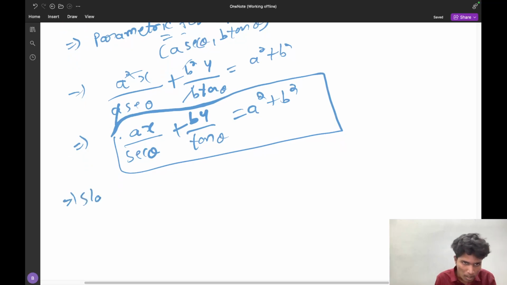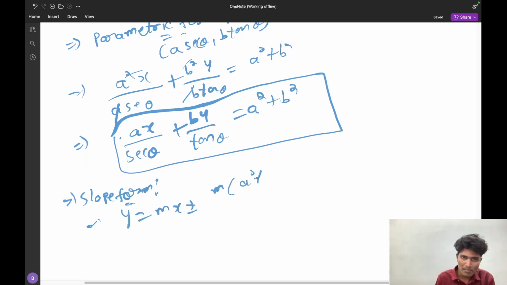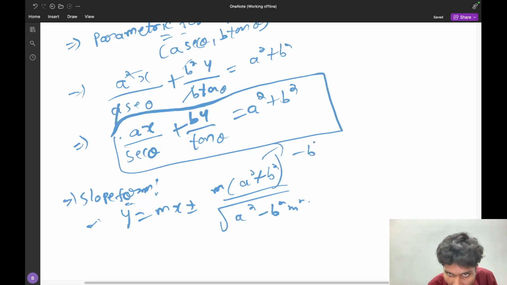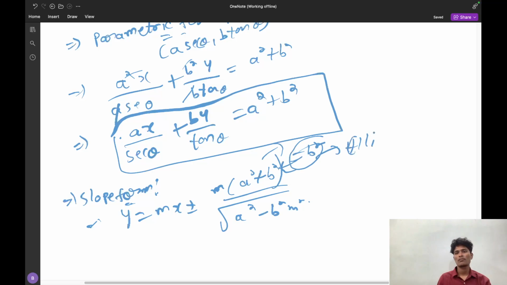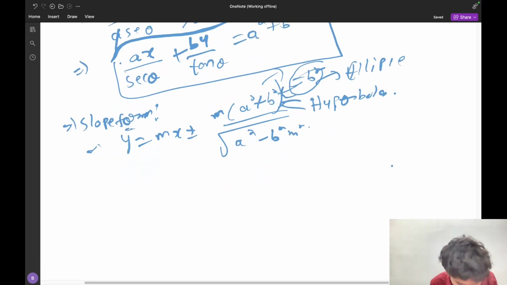Now discuss the slope form, which is very important. Slope form: same, y is equal to mx plus or minus m into a square plus b square divided by root of a square minus b square m square. In the place of b square it is minus b square, because minus b square is for the ellipse and plus b square is for the hyperbola. That's it. So this is the slope form.